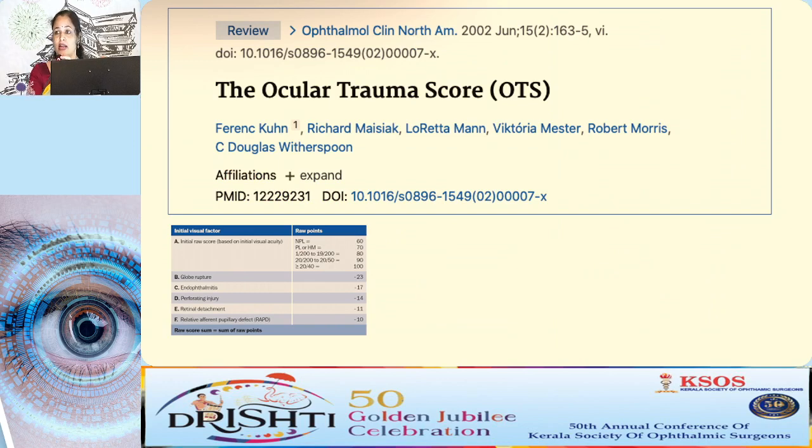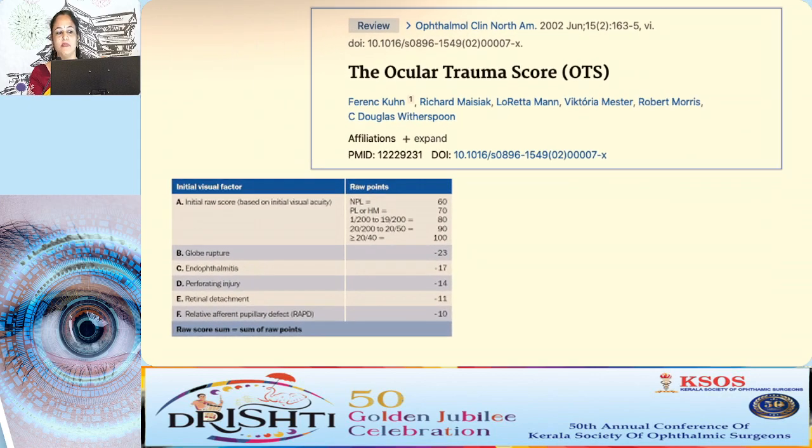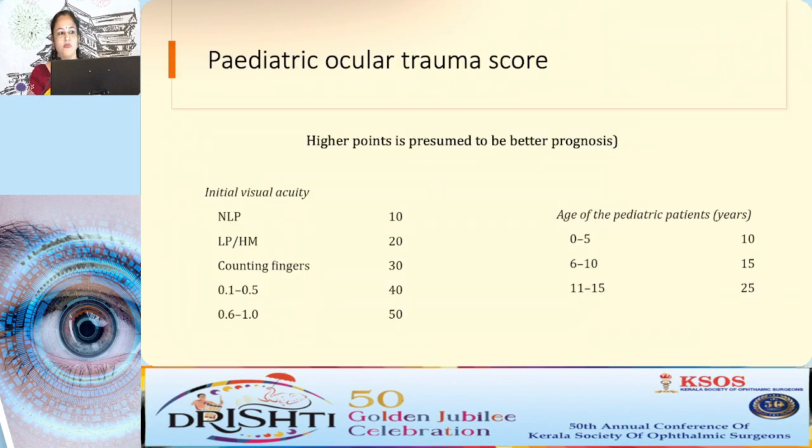Till now, an adult ocular trauma score by Kuhn et al. was being followed. As you can see, each of the factors like visual acuity, globe rupture, endophthalmitis has been given certain points. But a pediatric trauma score was not there until the last few years. The problem with pediatric trauma is that you cannot check the visual acuity in a child as you can in an adult. Plus, a test like an RAPD, which you can do in an adult, is not easy to check in a child. So that was the importance of why a pediatric ocular trauma score came up.